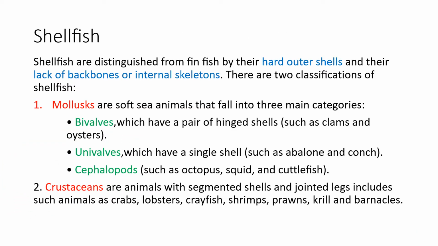What we'll be talking about: shellfish. Shellfish have hard outer shells. That's what we are looking for. And typical other characteristics are lack of backbone or internal skeleton. That is something typical that we see in shellfish. There is no backbone or spine, and usually no internal skeleton. Skeletons are normally external skeletons.